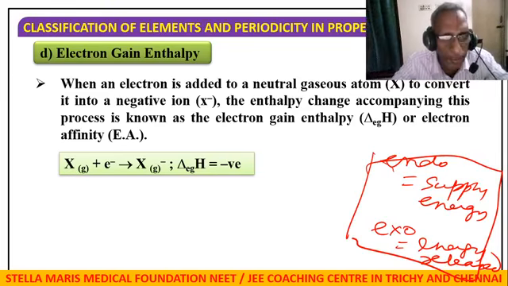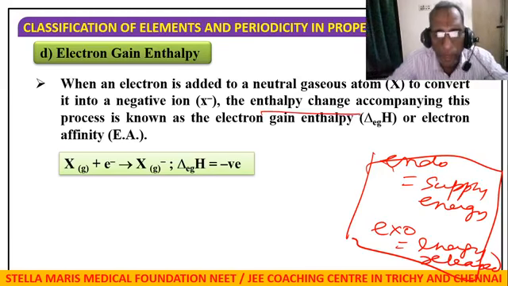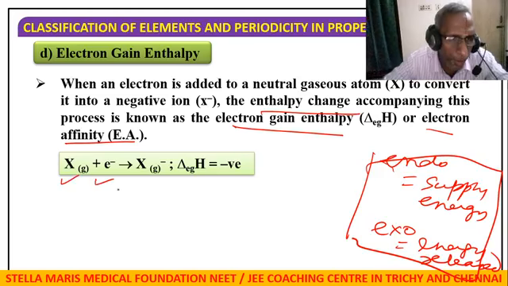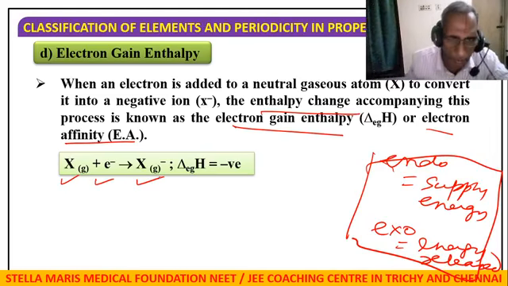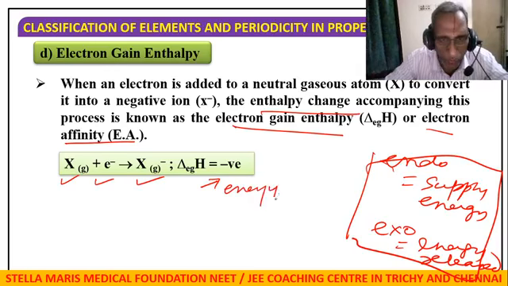Now let us see the case of electron gain enthalpy. Here is the definition. When an electron is added to a neutral gaseous atom to get its negative ion, the enthalpy change accompanying this process is called electron gain enthalpy or electron affinity. Enthalpy means energy change. Both mean the same. Symbolically, a neutral atom, when an electron is added, becomes a negatively charged species. During this process, energy is released. That is why it is negative.